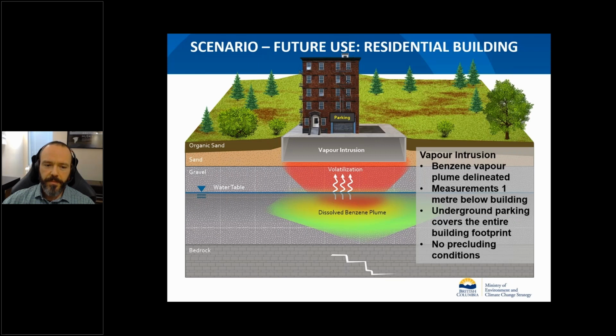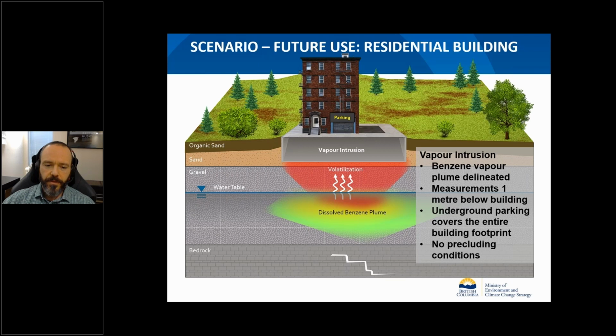In this scenario, the benzene vapor plume has been delineated and worst case data has been identified. We have benzene vapor measurements 1 meter below the ground, or below the building. The underground parkade covers the entire footprint of the building, and no precluding conditions exist for application of VAFs or the parkade attenuation adjustment divisor, or PAD. This means we will apply VAFs and the PAD to the measured concentrations of benzene in soil vapor to calculate predicted breathing zone air concentration for parkade receptors.